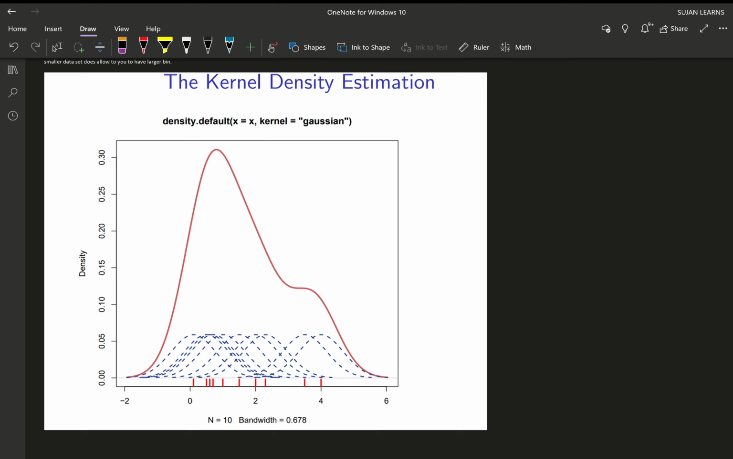Today I'm going to talk about kernel density estimation. Density estimation is a way of calculating the probability distribution using a given sample in a non-parametric way. So what do you mean by that?